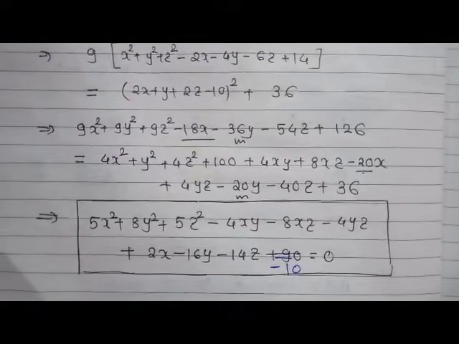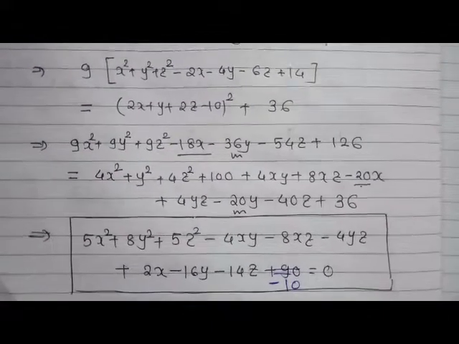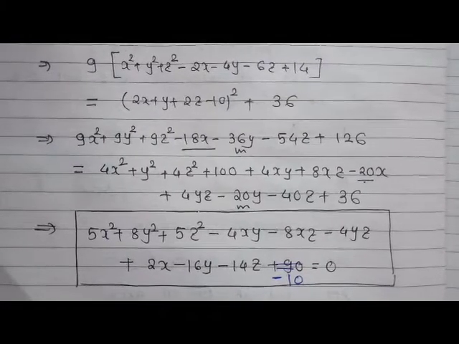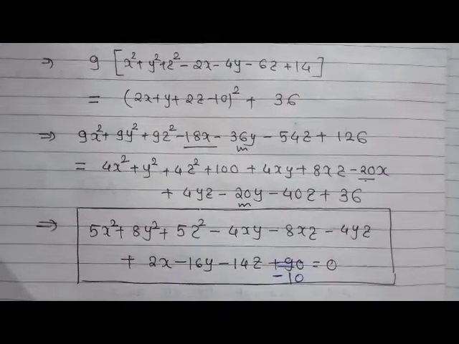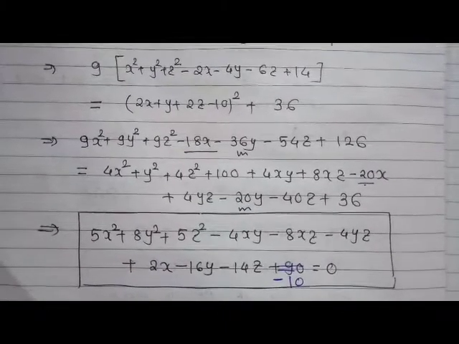Cross check the answer, see whether it is correct or not. The answer is 5x square plus 8y square plus 5z square minus 4xy minus 8xz minus 4yz plus 2x minus 16y minus 14z minus 10 equals 0.